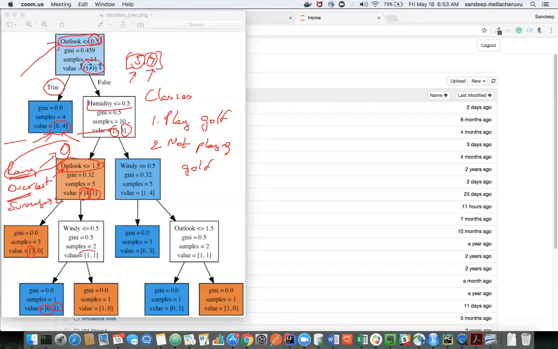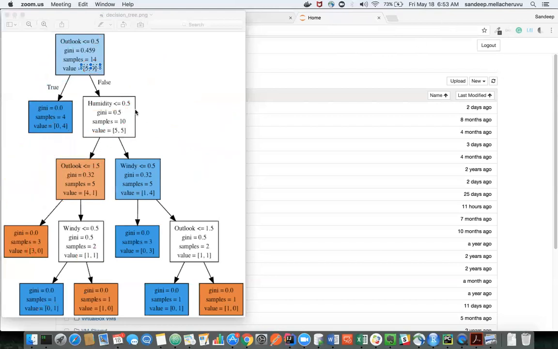Otherwise, half of the times I play, half of the times I do not play. So let me go back and give you a good intuition here. What I'm doing essentially is trying to split the data every time using some condition. This is my condition. Now when I split, I get some numbers: how many times I have class A, how many times I have class B based on the data.